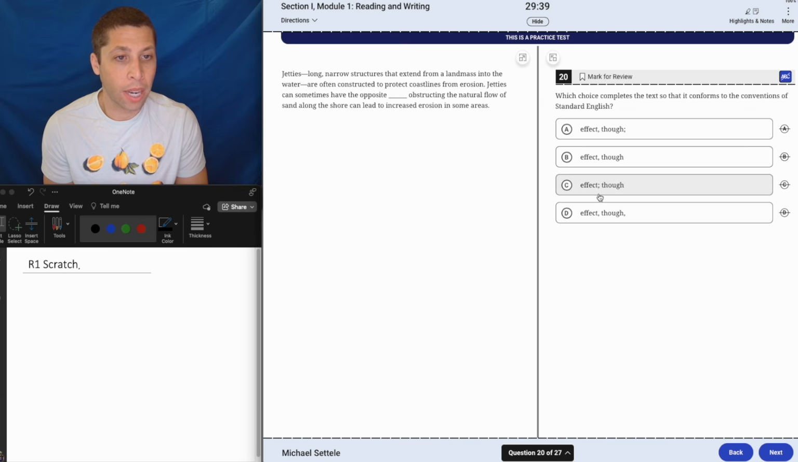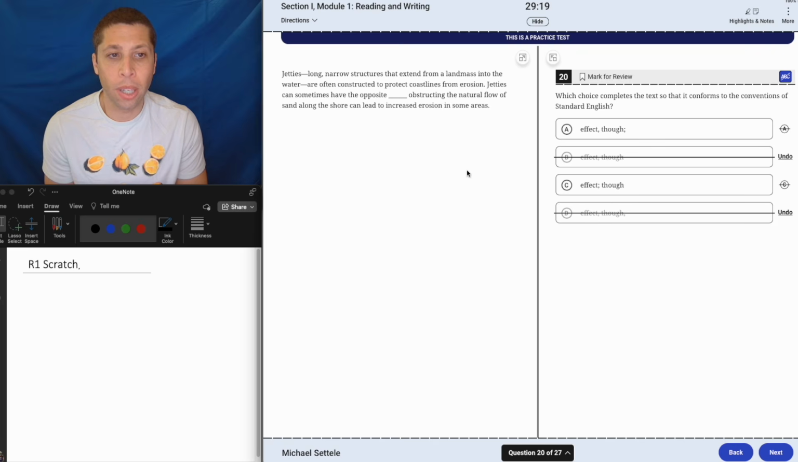Okay, so we've got C and A, which require us to think about sentence structure. If there's 2 sentences, we're kind of done. We need either A or C. So let's do that first. Jetties can sometimes have the opposite effect. That is a sentence. Obstructing the natural flow of sand along the shore can lead to increased erosion in some areas. That is a sentence. So it's not B and it's not D.